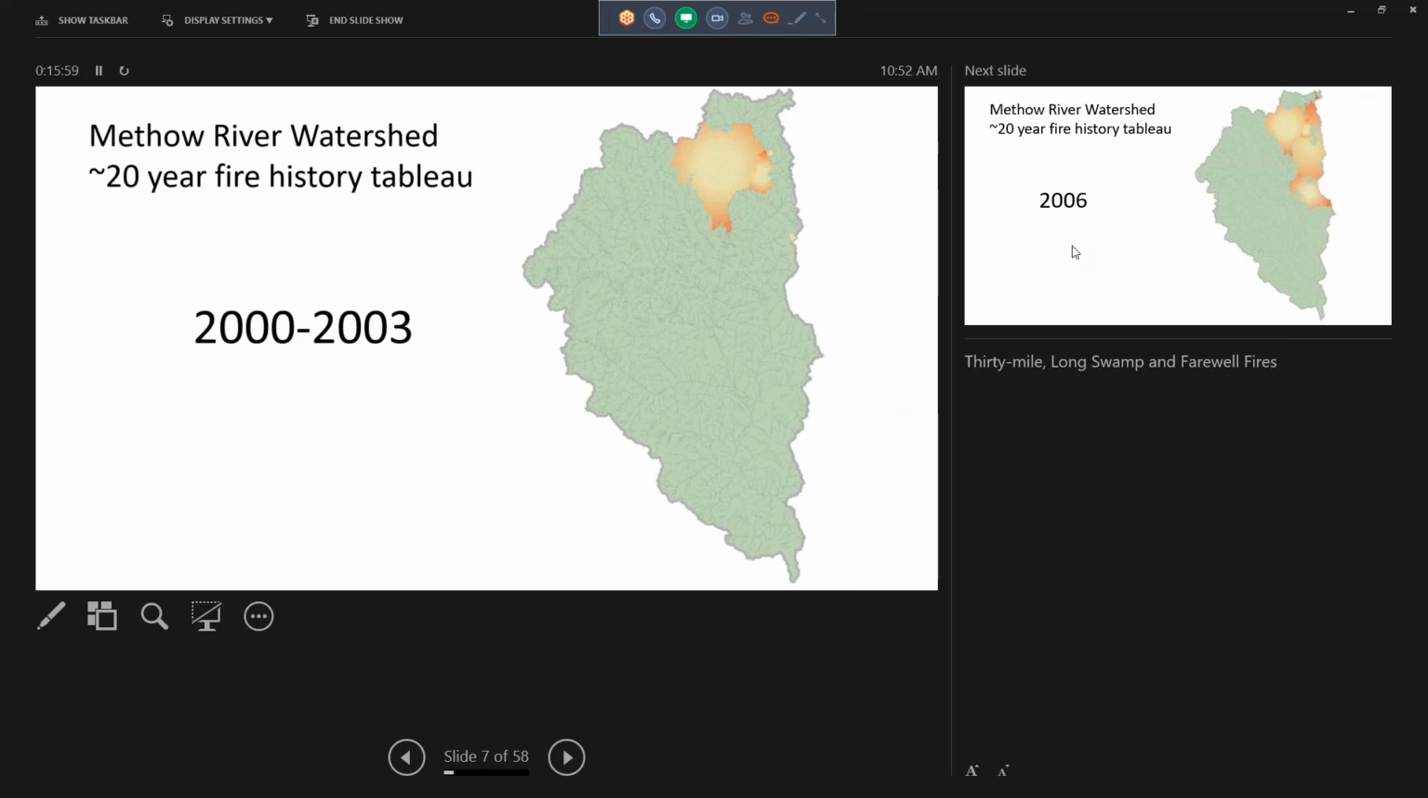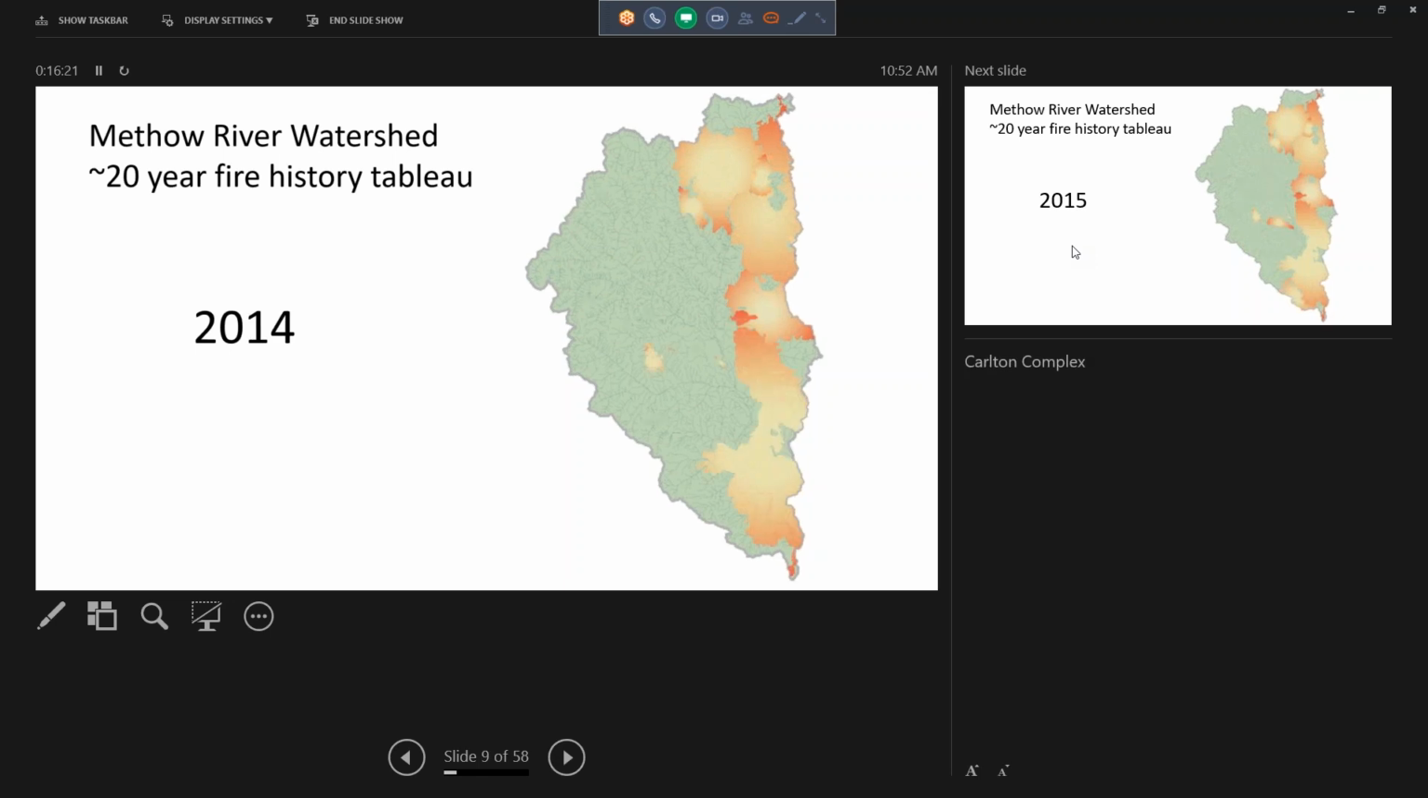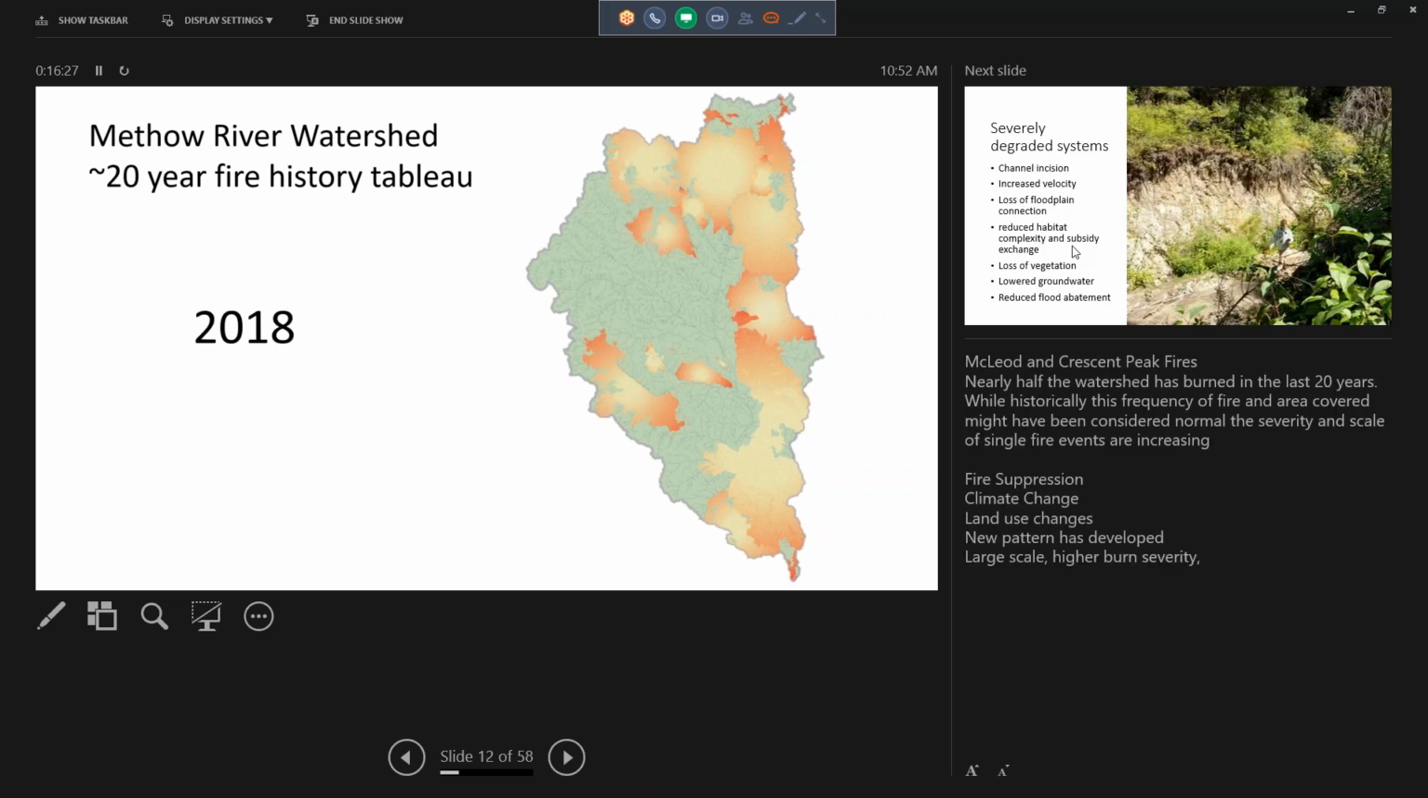This is a little fire tableau that I put together for my master's research. And this is the Methow River watershed right here. You see the streams in gray, and all the orange is fire boundaries over different years for the last 20 years. Some of you might know these fires well. That's Tripod, Carlson Complex, Twisp River Fire and Black Canyon Fire, Diamond Peak, McLeod, and Crescent Mountain fires.